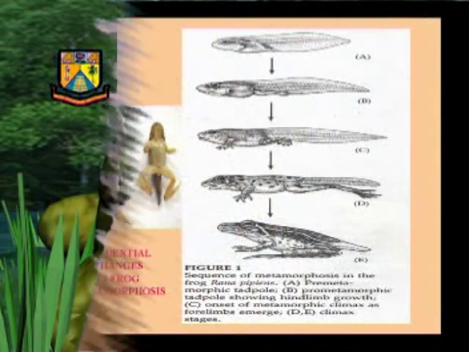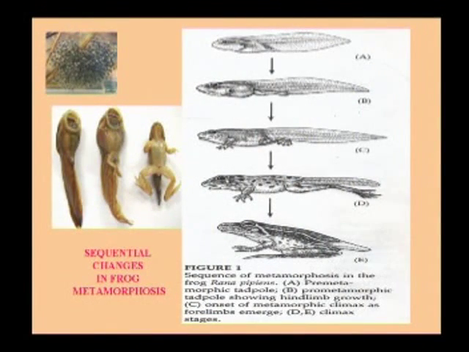The diagrammatic representation is given in the next slide, along with the life cycle from the egg, the tadpole stage, different types of tadpole and tailed frog, and the tailed frog transformed into an adult frog. All the things are exhibited with the help of the diagrammatic representation. These are the two slides showing the diagrammatic representation of the metamorphosis.